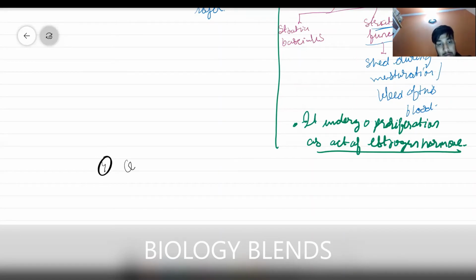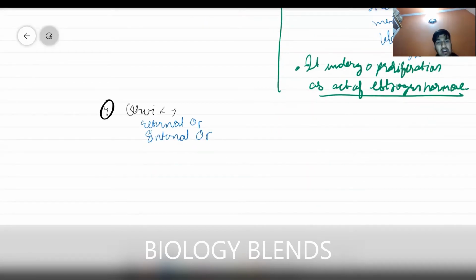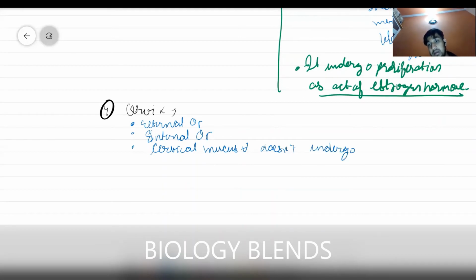Fourth part is the cervix. The cervix has two openings. Basically, it is a tube-like structure. The outer part, towards the vagina, is known as the external os, and the internal is known as the internal os. Os means opening. It has a special mucus called the cervical mucus and does not undergo menstruation.